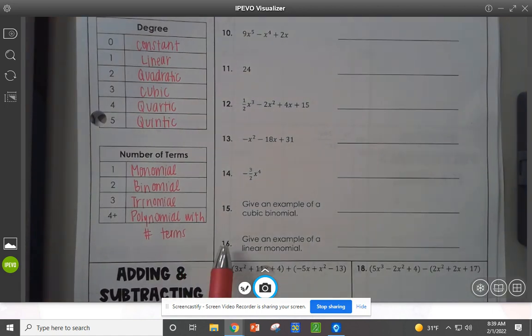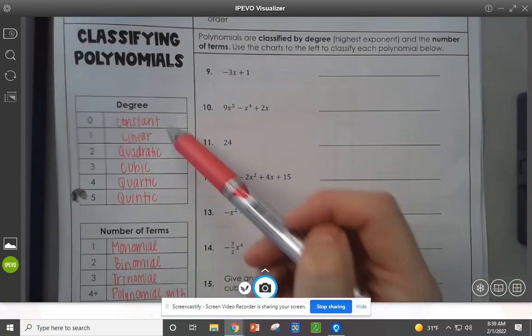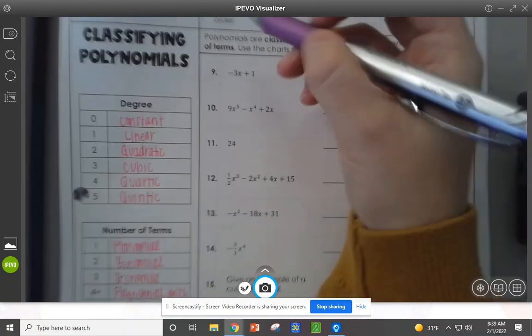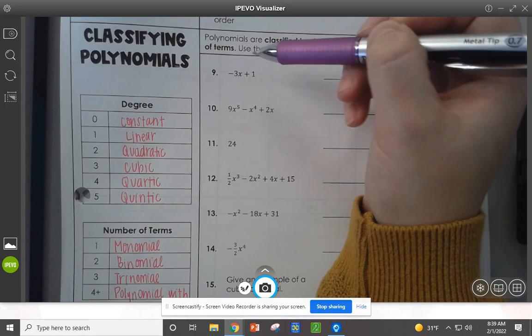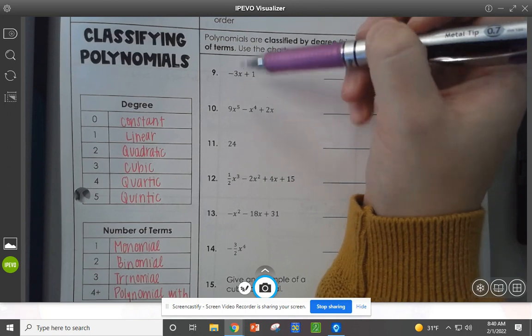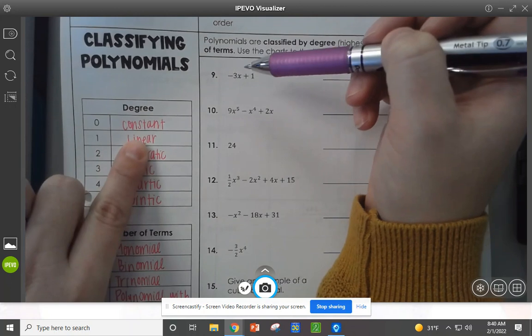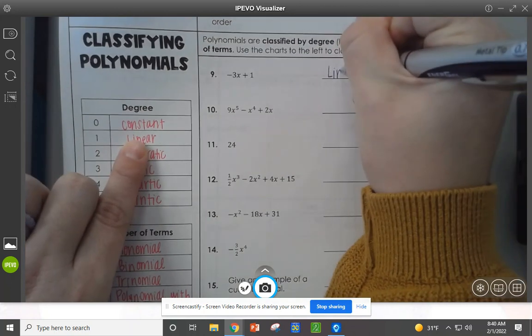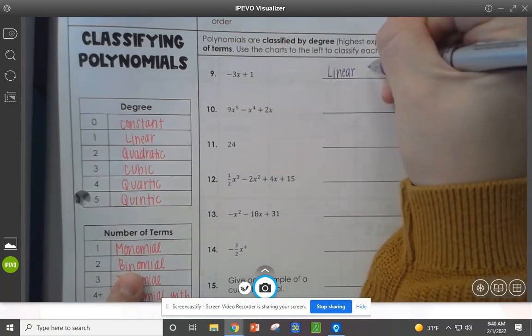So a polynomial with 5 terms, polynomial with 7 terms, or whatever. So back up here to number 9. We're going to use both names. This one has just an x without an exponent, so the degree is 1. So it is a linear, and then it has 2 terms. So it's a linear binomial.